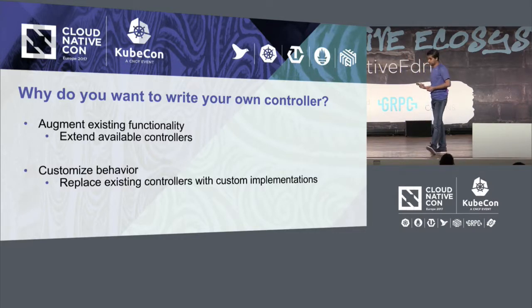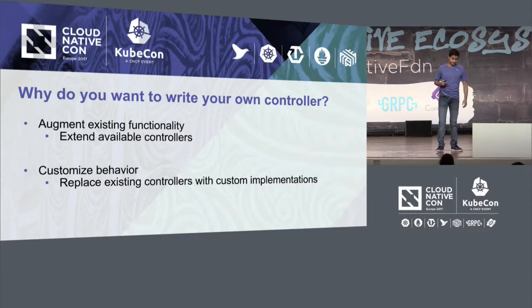Another reason why you might want to write your own controller is to customize the behavior. There are a number of examples for this today. The Ingress API object is the best example. Kubernetes for GCP ships an Ingress implementation, but there is an Nginx implementation. People have written their own implementation for F5 or any other load balancer that they have on-prem. So these are the key motivations.